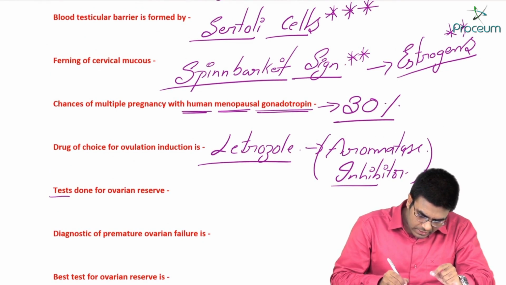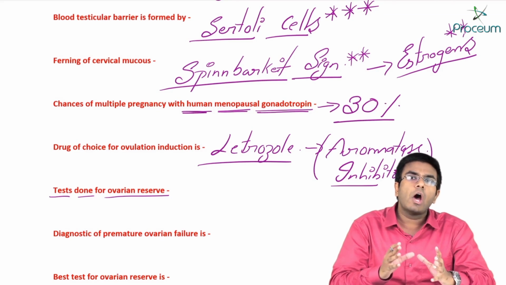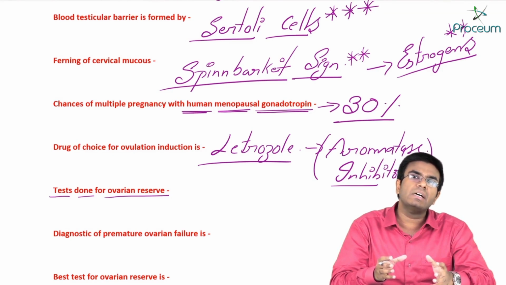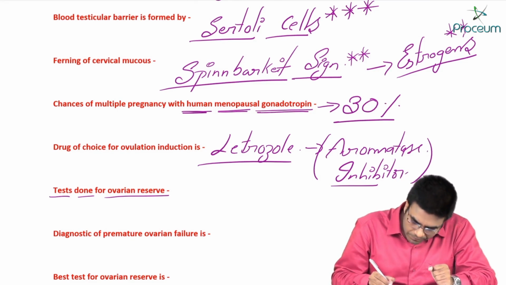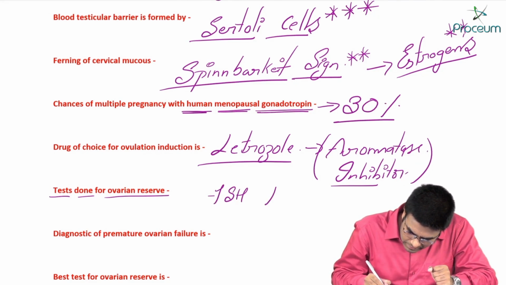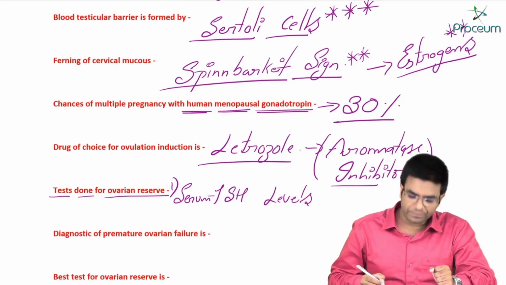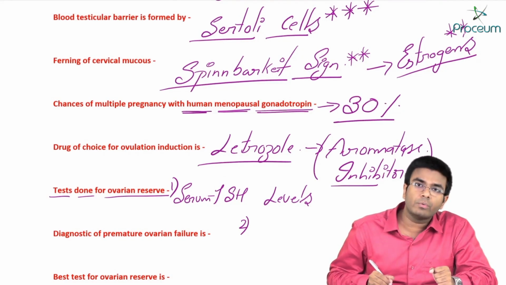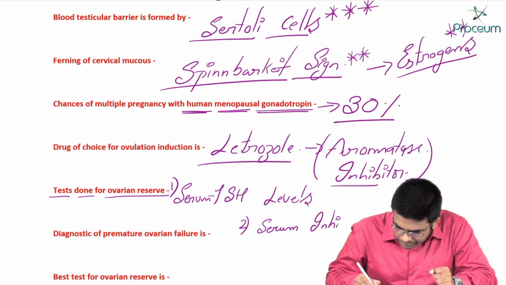Next, tests done for ovarian reserve. What does ovarian reserve mean? We just want to confirm how many follicles are present in the ovaries. Do these ovaries have reserve follicles or not? Now, tests done for ovarian reserve are FSH levels. Serum FSH levels is one test. A second test we can do is serum inhibin levels, inhibin B levels.